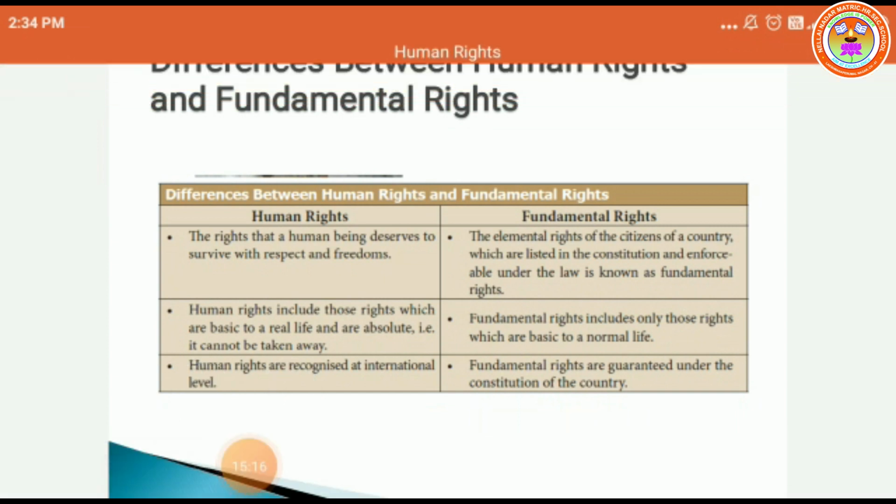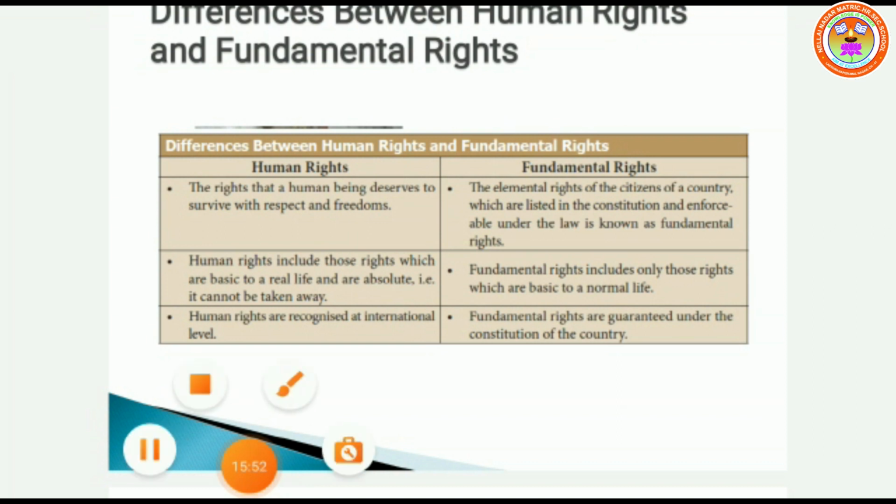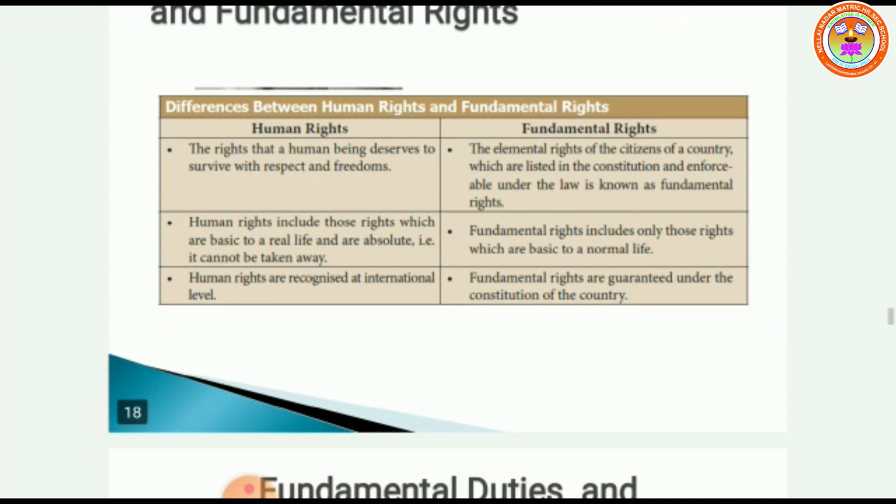Now we are going to see the difference between human rights and fundamental rights. The rights that a human being deserves to survive with respect and freedom are called human rights. The elemental rights of the citizens of a country, which are listed in the constitution and enforceable under the law, are known as fundamental rights. Human rights include those rights which are basic to real life and are absolute, that is, they cannot be taken away. Fundamental rights include only those rights which are basic to a normal life. The last point: human rights are recognized at the international level, while fundamental rights are guaranteed under the Constitution of the country.